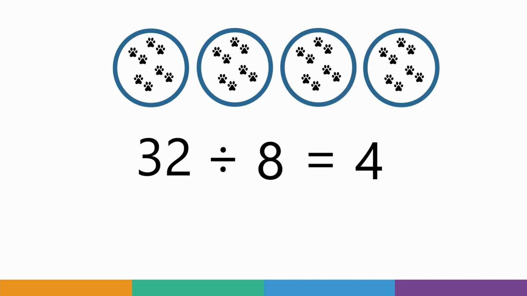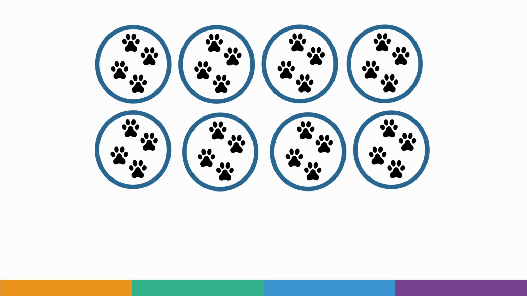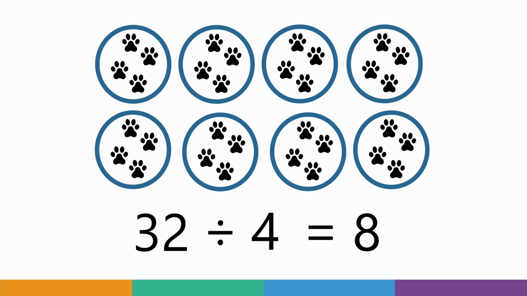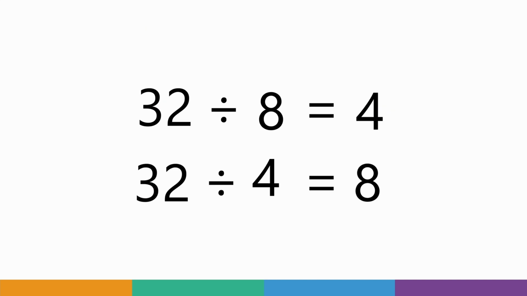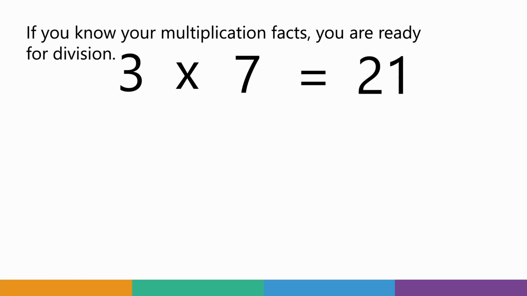32 divided by 8 equals 4. 32 divided by 4 equals 8. If you know your multiplication facts, you are ready for division.